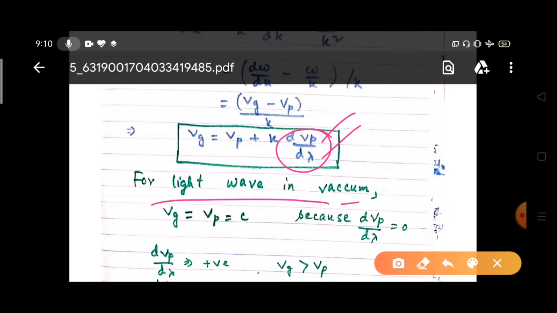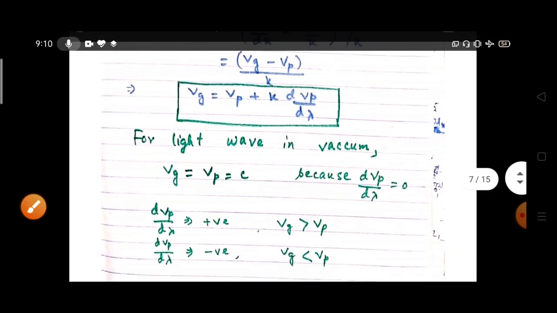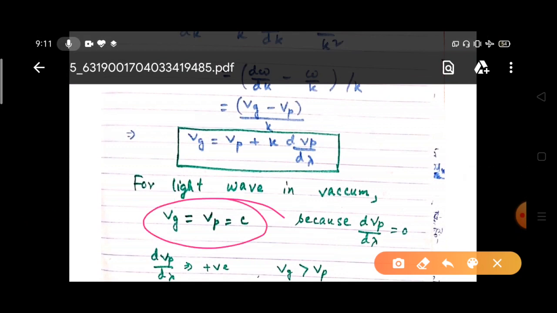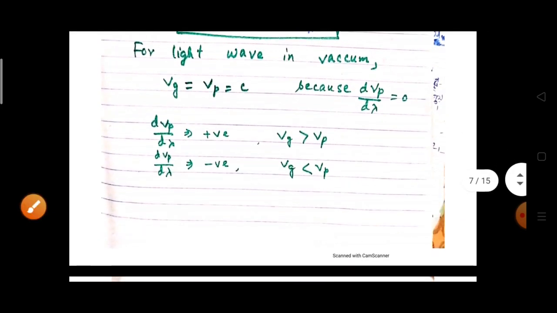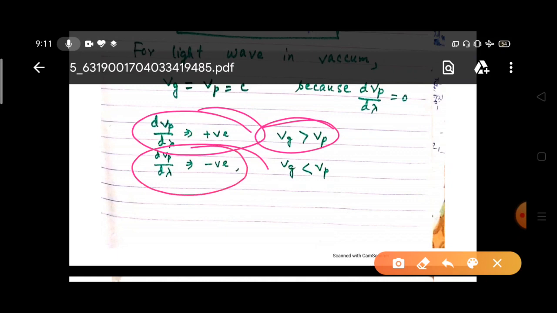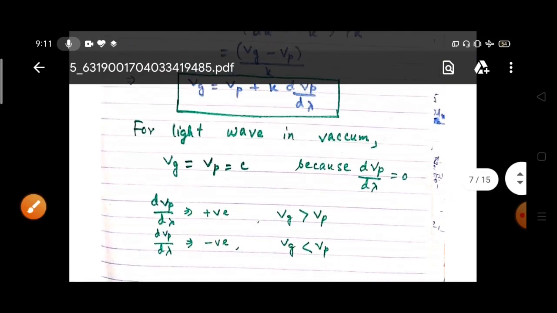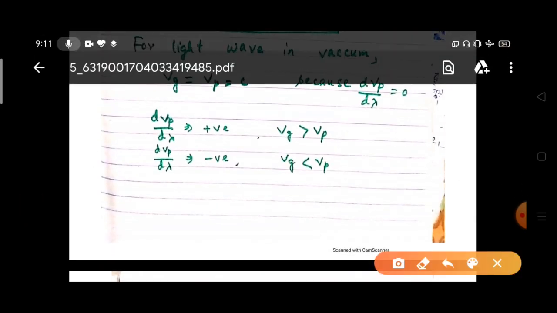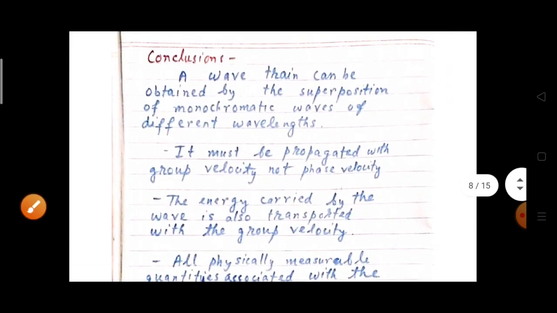Now for a light wave in vacuum, dVp by d lambda will be 0. There is no variation of velocity, so the ratio will be 0. So we get Vg equals Vp, and we all know that for a light wave in vacuum the speed will be c, the speed of light. Now whenever dVp by d lambda is positive, then Vg is greater than Vp, and when dVp by d lambda is negative, then Vg is less than Vp. How do you understand this? You have to understand that omega is proportional to k. I will discuss it in the conclusion.